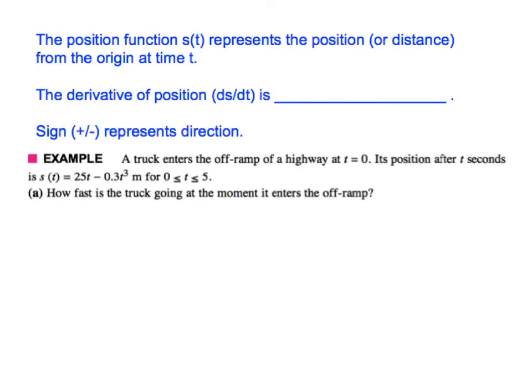Okay. More commonly, we're going to use the position function. The position function is usually represented with s of t, and it's talking about the distance from the origin at time t. So the derivative of the position function, which could be notated as ds over dt or s prime of t, is the velocity.